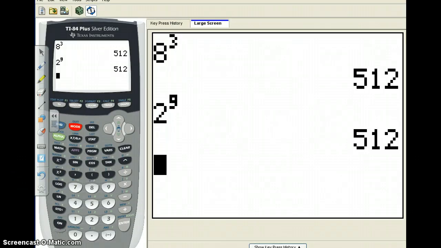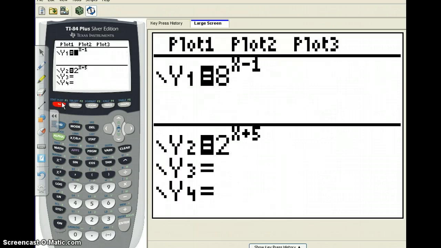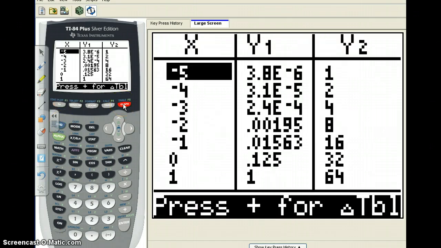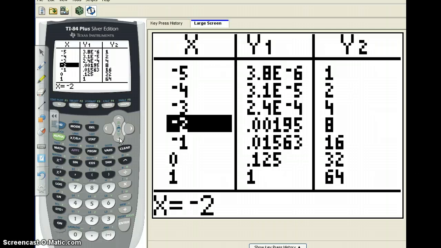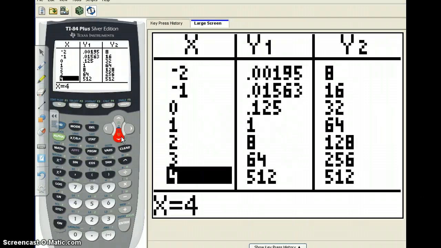The other way I could check this is if I go to my graph. 8 to the x minus 1 will be one curve, 2 to the x plus 5 is another curve, and when I go to my table, I'm going to scroll through my table until I find the y values are both the same at x equals 4. So just another way for you to check.